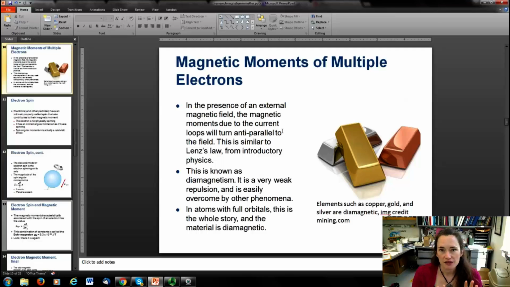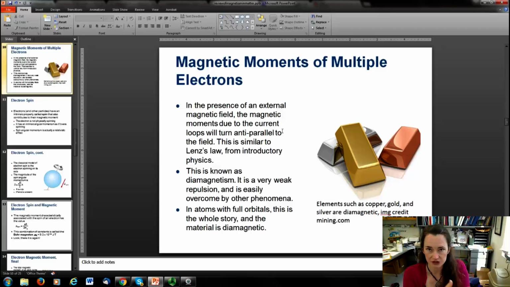Now, that kind of explains where magnetic moments in atoms come from. In the presence of an external magnetic field, the magnetic moments that are due to these little tiny current loops will turn anti-parallel to the field. This is similar to the idea of Lenz's law from introductory physics. Remember, Lenz's law says that things like to be as they are.